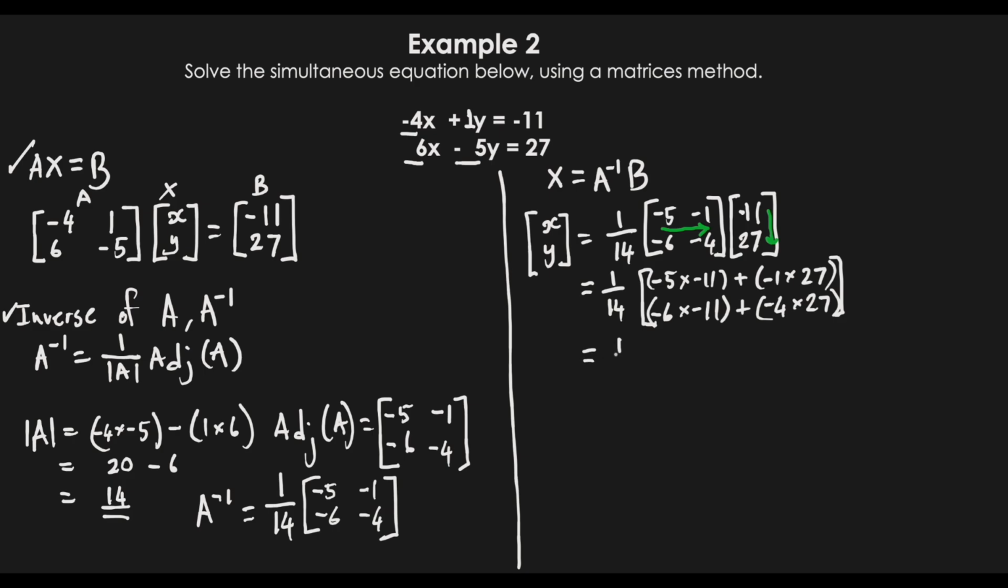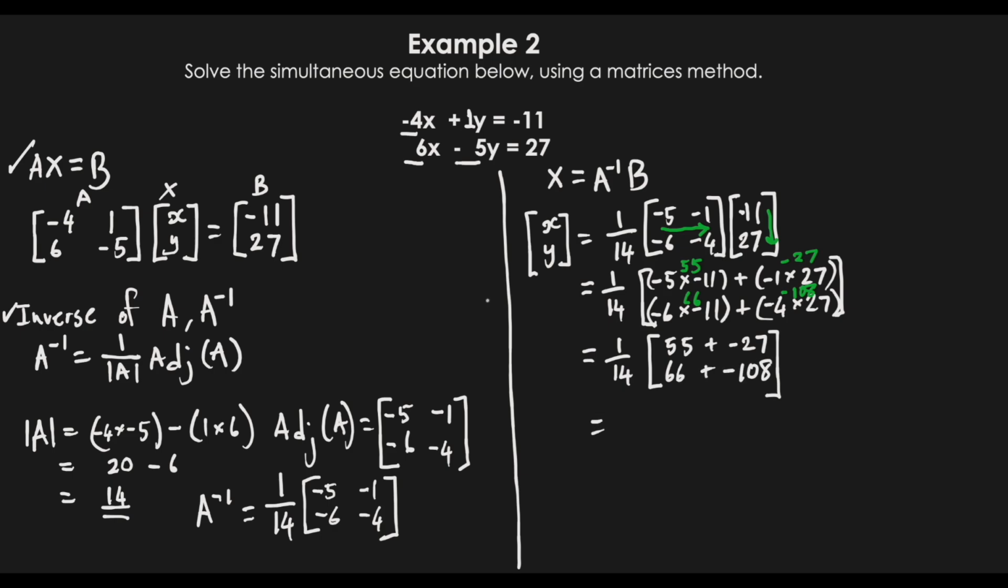All right. So I'll have back my 1 over 14 here. So I know that a negative times a negative is a positive. So therefore, negative 5 times negative 11 is positive 55. And I have to add that to negative 1 times 27, which is negative 27. Over here, I have negative 6 times negative 11, which is positive 66, because a negative times a negative is a positive. And then here now, we have negative 4 times positive 27, which is going to give me a negative value. And that's going to equal negative 108. So I have here 55 plus negative 27, and then I have 66 plus negative 108.